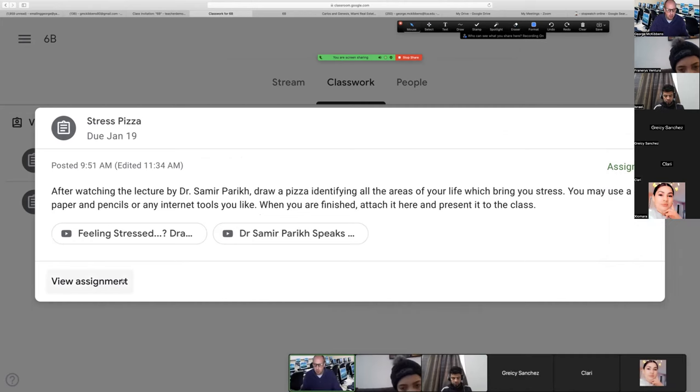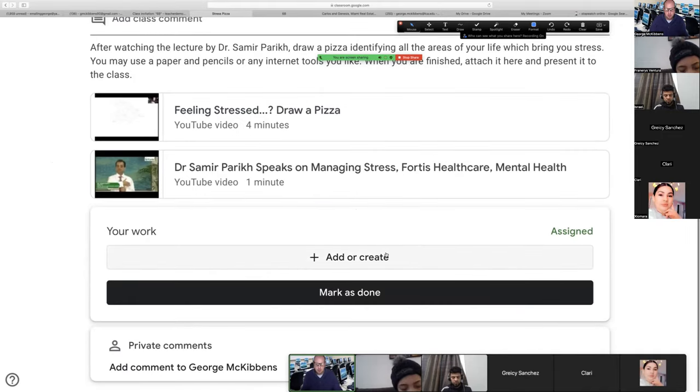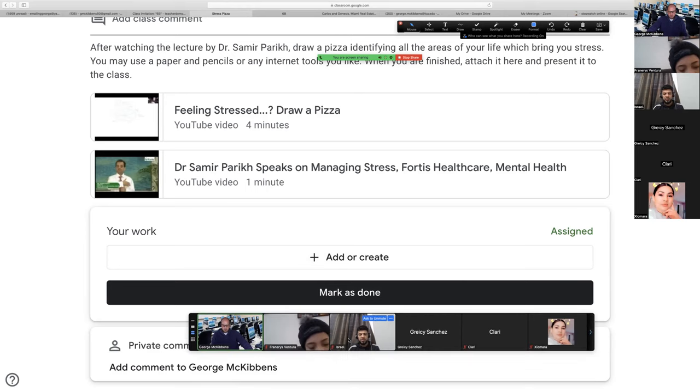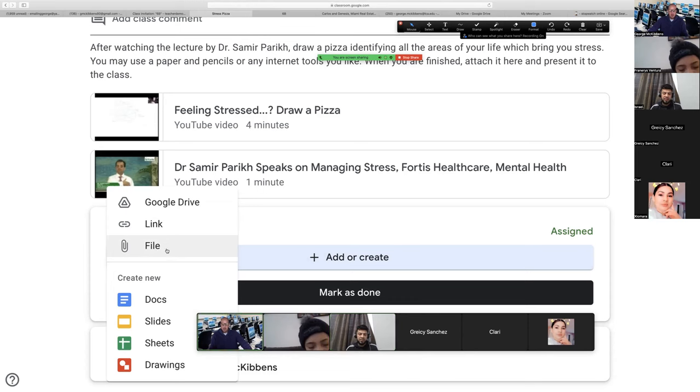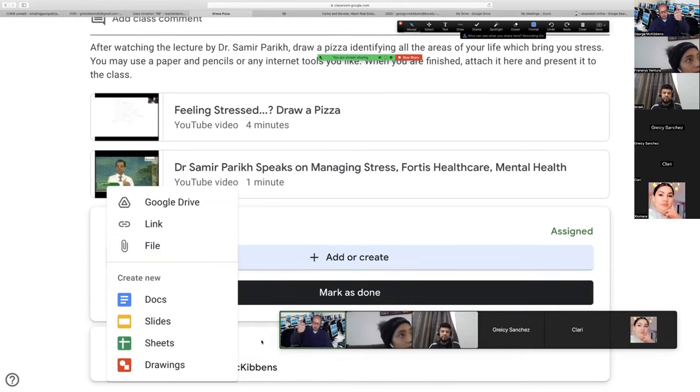And then when I attach the file, what do I do? Israel, you can walk me through this. You can do this on your phone as well. What should I press? What should I press here? Mark as done or add or create? Add or create. Correct. So I add and then I go to file. And then that's when I would attach the picture. Exactly what I asked Israel to do with the phone and the paper. Does everybody understand?